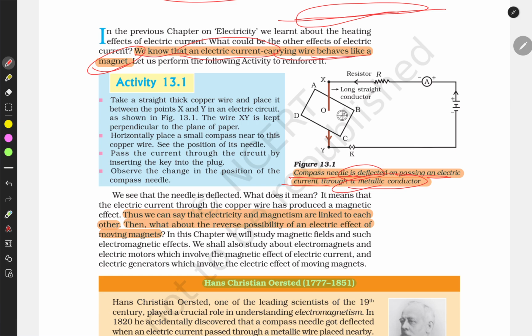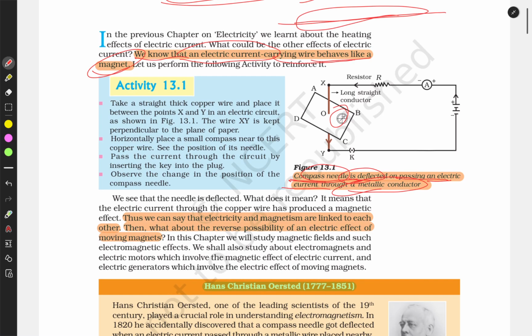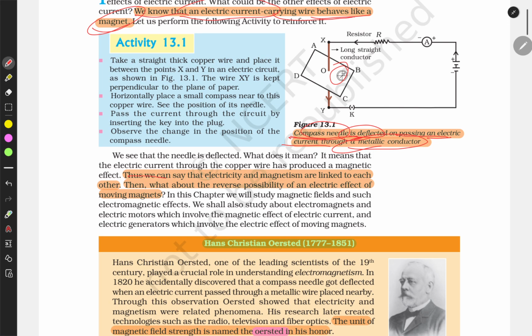When a compass is put nearby a current flowing conductor, then the needle of the compass gets deflected. So we know that it has some magnetic properties also. That is why the needle is deflecting. Thus we can say that electricity and magnetism are linked to each other. And then what about the reverse possibility of an electric effect of moving magnets?